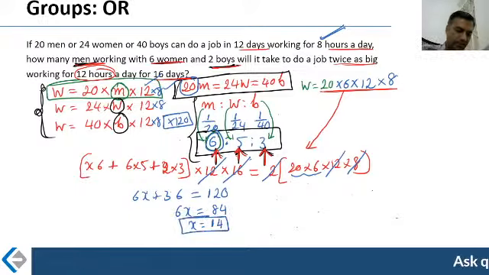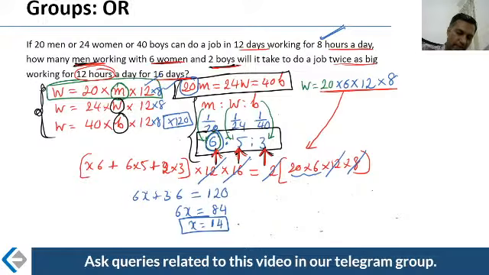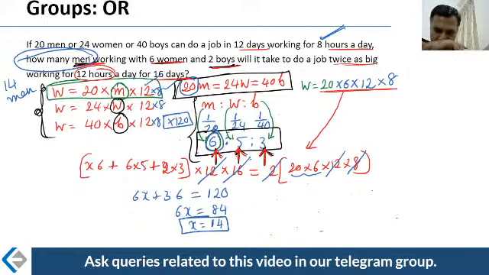X is nothing but 14, right? So therefore you are saying that 14 men are required here. He is asking how many men are required? Your answer is 14 men are required to accomplish this particular task.